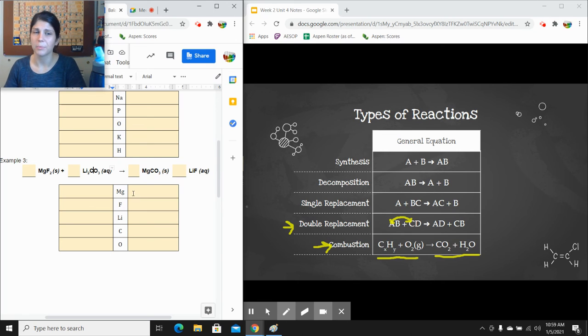Are we seeing that it's a double replacement? The double replacement reactions, in my opinion, are the hardest to identify. But if you remember that it's 2 paired compounds and then the metals switch places, I think you'll do okay. All right, let's try example 4.